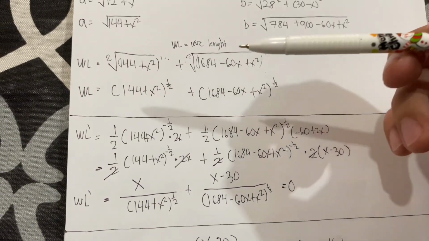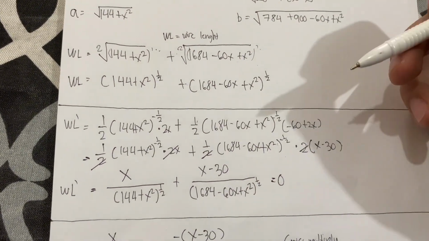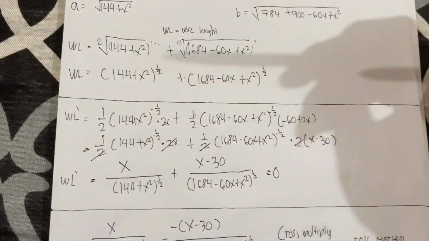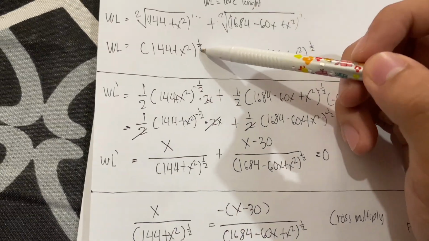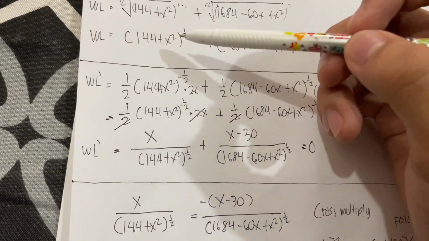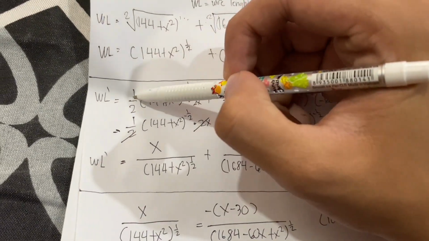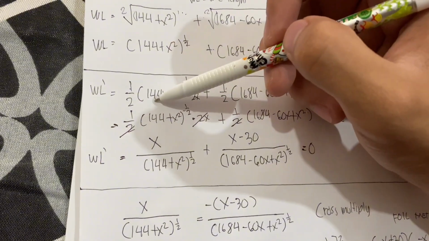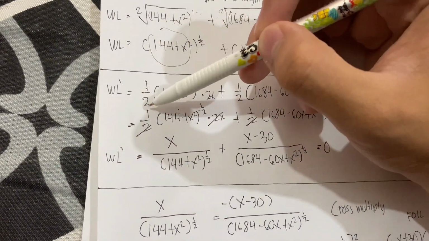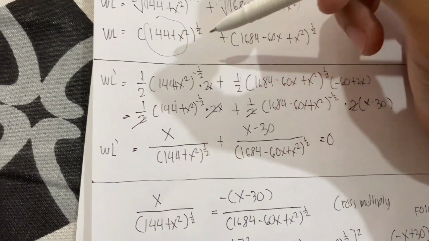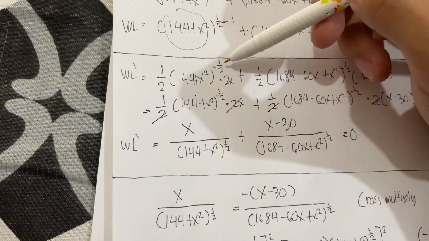Since this is a plus, we can use the sum and difference rule, and we can also use the chain rule. So we have here a power rule: 1/2, we bring that down, times we just copy our expression, 144 plus x squared, so 1/2 times 144 plus x squared, and then 1/2 minus 1 is equal to negative 1/2.